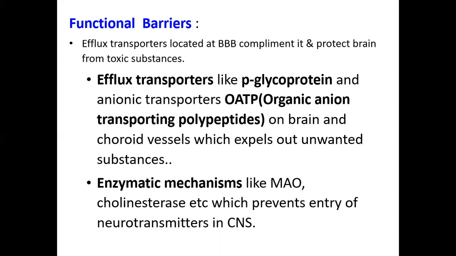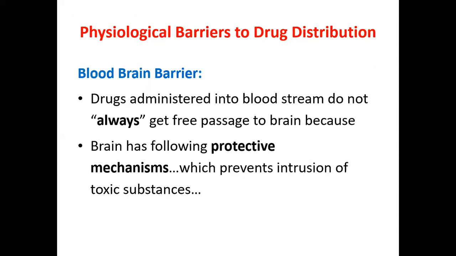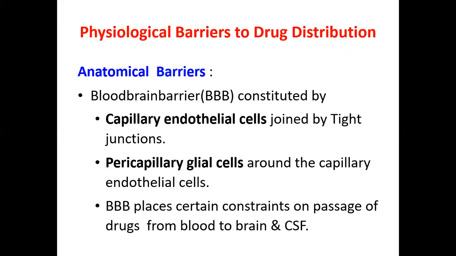So we have barriers like anatomical barriers. The brain has developed some protective mechanisms, like anatomical barriers and functional barriers. Anatomical barriers constitute the blood-brain barrier. This is constituted by capillary endothelial cells joined by tight junctions, as I've told you. These capillary endothelial cells are enveloped by pericapillary glial cells. Thus this morphologically constitutes the blood-brain barrier.